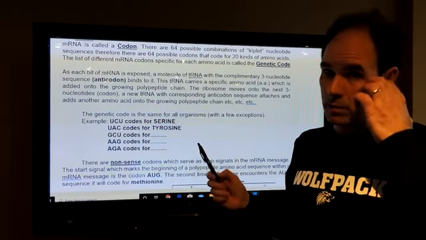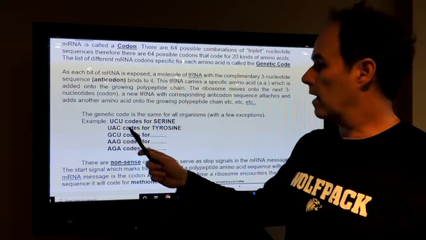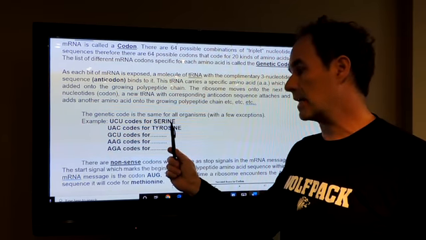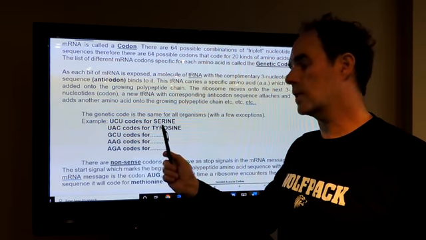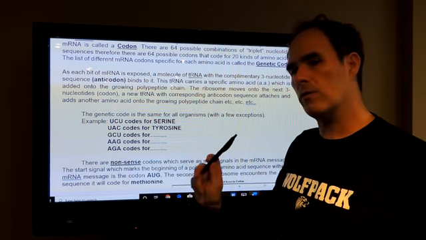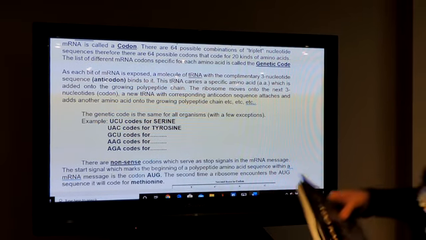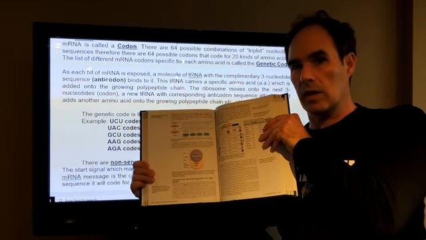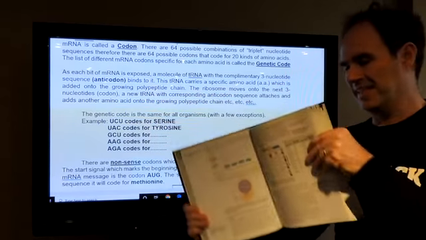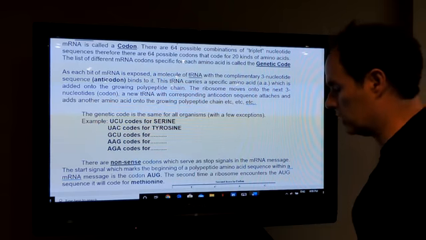So it's the same for all organisms, very few exceptions, just in some archaea. Every time you get UCU, it codes for serine, that's the amino acid. UAC codes for tyrosine. What does GCU, AAG, AGA code for? Well, we use the genetic code. In your textbook, you can find this genetic code right here. Genetic code. You do not need to memorize it, but you do need to know how to use it.